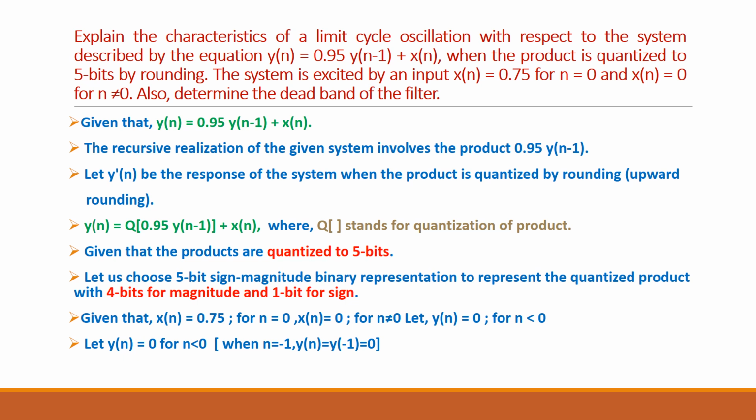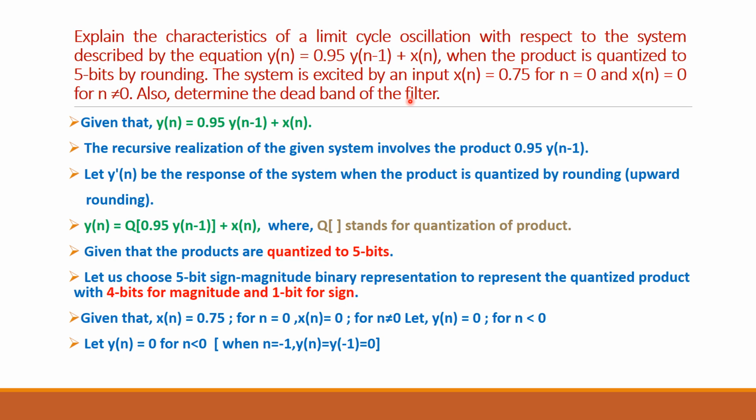First, explain the characteristics of limit cycle oscillation with respect to the system described by the equation y of n equal to 0.95 y of n minus 1 plus x of n, when the product is quantized to 5 bits by rounding. So here the quantization is done up to 5 bits including sign bit, right? The system is excited by the input x of n equal to 0.75 when n is equal to 0, and for remaining n values, its value is equal to 0. Now, determine the dead band of the filter. Okay, so this is the question given.